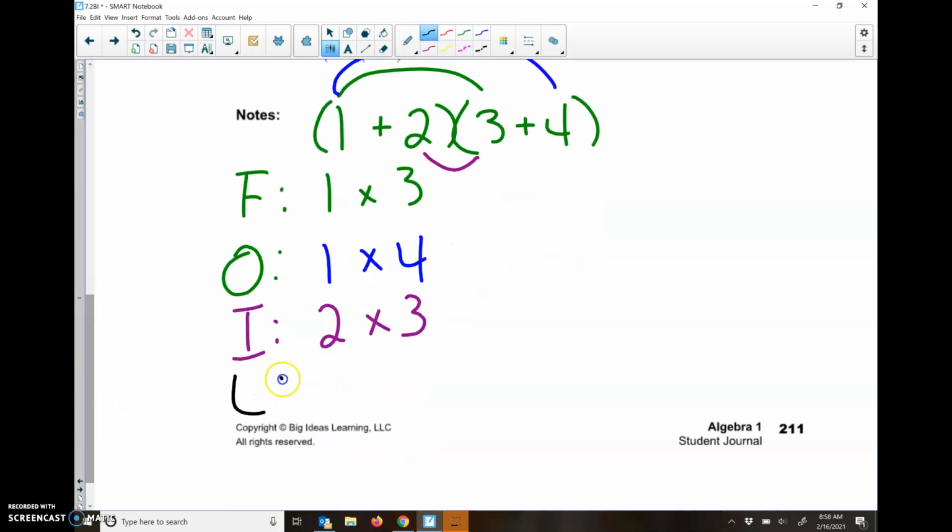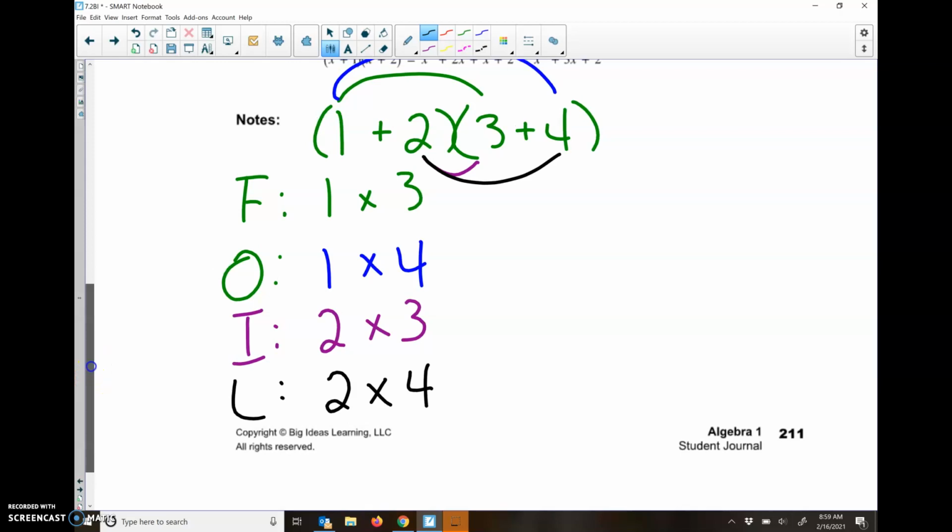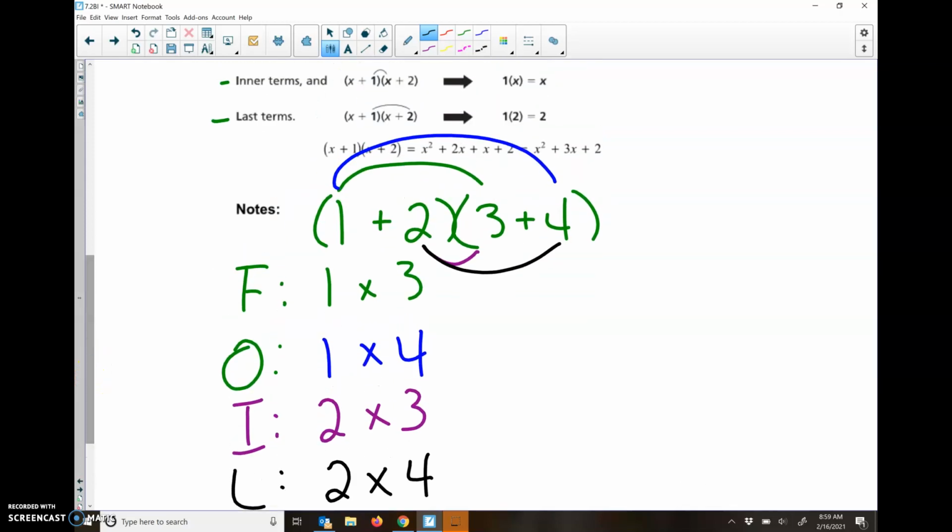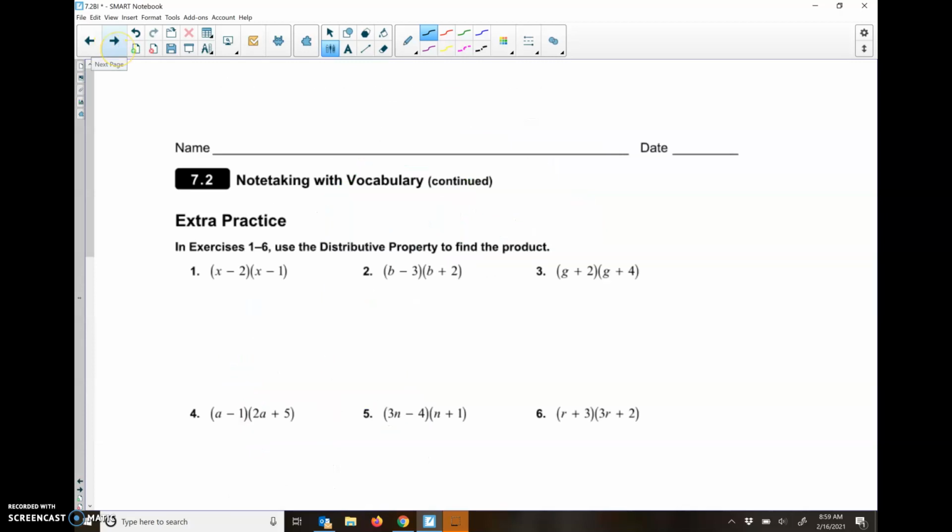And then L stands for last, the 2 numbers that are last in each parentheses, and that would be the 2 and the 4. So you're basically multiplying everything from each parentheses, and they just kind of came up with this to help you keep it in order. Okay, so this is one way that they would do it. I have another way that I like better, but let's do a couple of these with foiling here so we can kind of keep it straight.